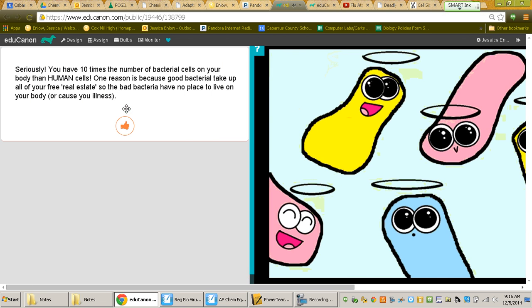Whoa, so more bacterial cells than human cells in your body. So you're mostly bacteria. That's kind of cool. Maybe. Just call me Miss Bacteria.